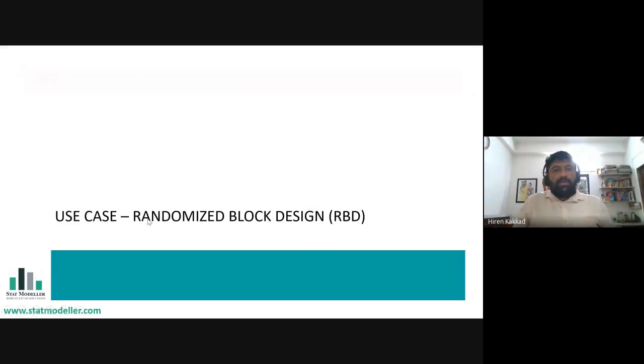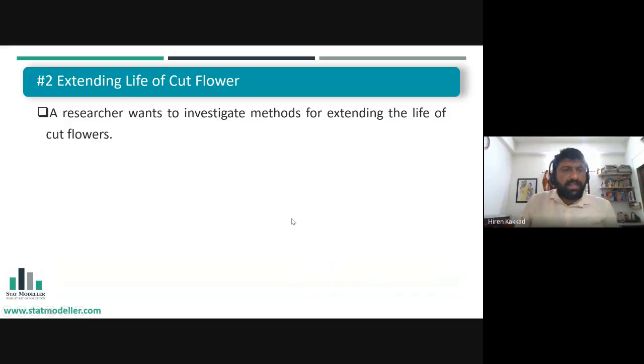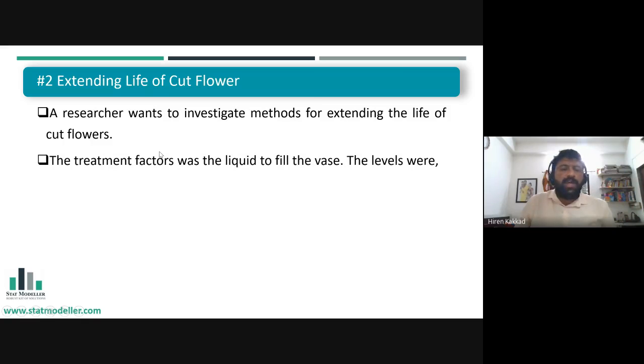Now, if you talk about this RBD, that is randomized block design, then researchers want to investigate methods of extending the life of the cut flower. So cut flower means what? When we are cutting the flower from its plant and putting it into the flower vase. So when we put it into the flower vase, how many days will it be fresh? That is what the experiment was all about. And the treatment factor was the liquid to fill the flower vase.